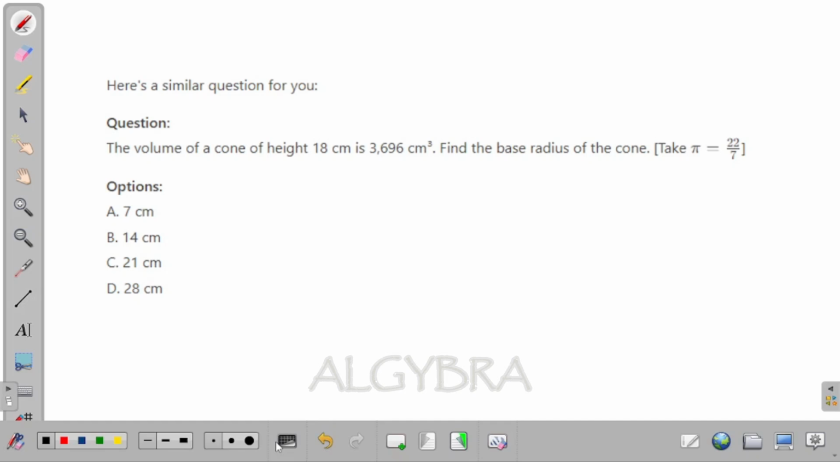So here's a similar question I would like you to solve. It says that the volume of a cone of height 18 centimeters is 3,696 centimeters cubed. Find the base radius of the cone, taking pi as 22 over 7. The options are 7 centimeters, 14 centimeters, 21 centimeters, and 28 centimeters. I want you to solve this question and drop your answer in the comment section.